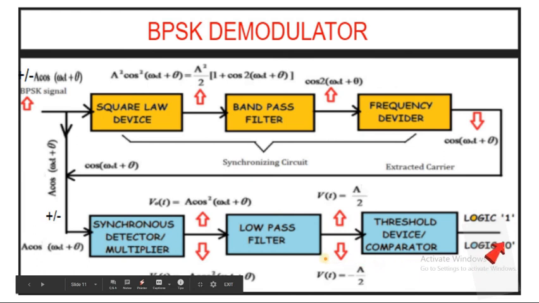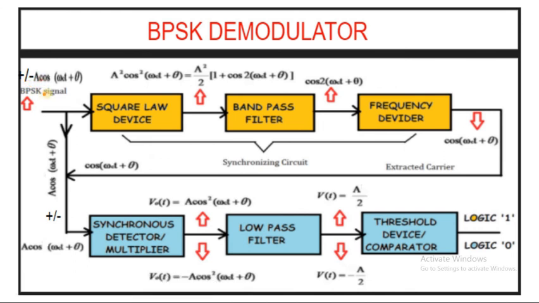It can be seen that when the input is A cos omega c t plus theta, the output is logic 1, and when the input is minus A cos omega c t plus theta, the output is logic 0.